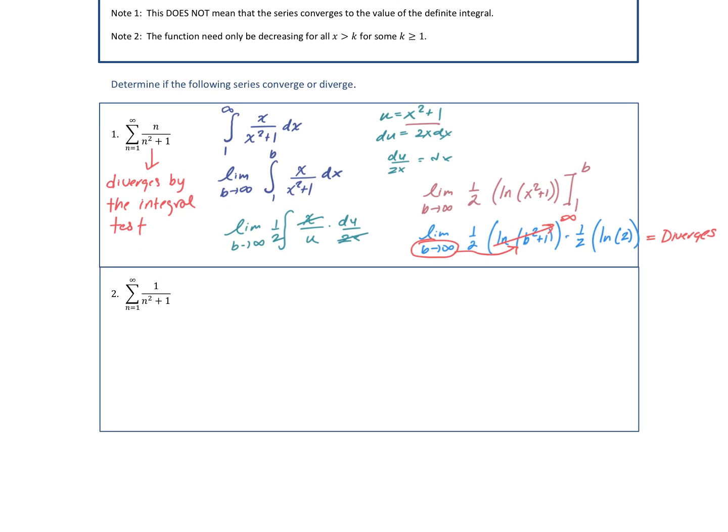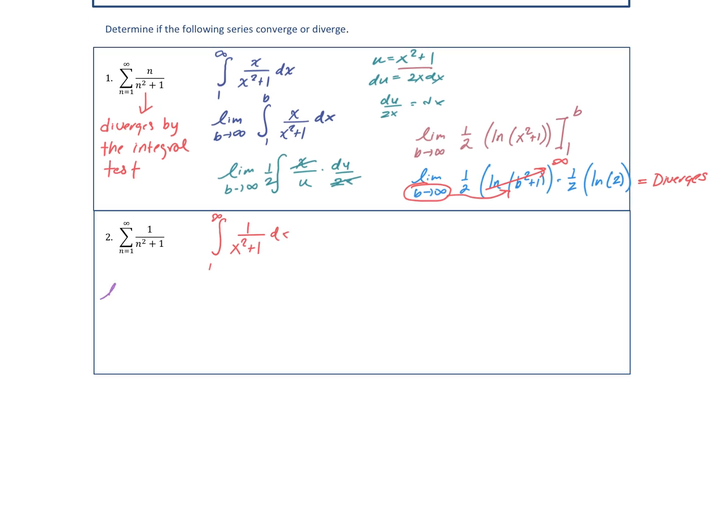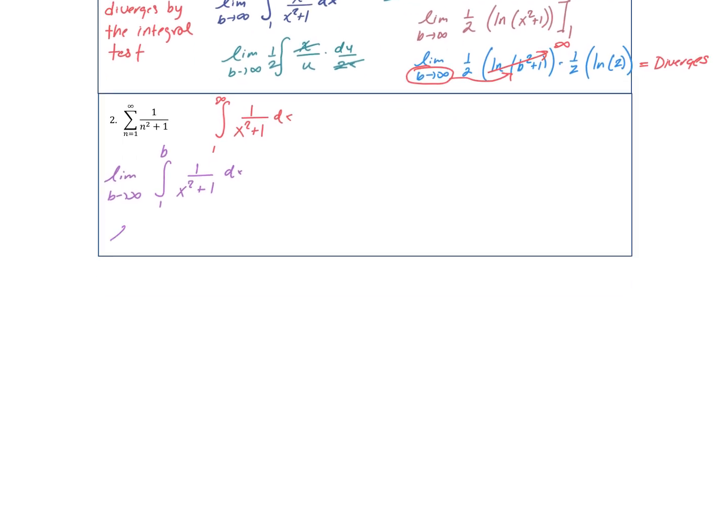All right, for number 2, looks like we have arctan. So I'm going to rewrite this as, from 1 to infinity, 1 over x squared plus 1 dx. I've got the limit as b goes to infinity, going from 1 to b, 1 over x squared plus 1 dx. When we integrate, we get arctan. So the limit as b goes to infinity, arctan of x, and we go from 1 to b.